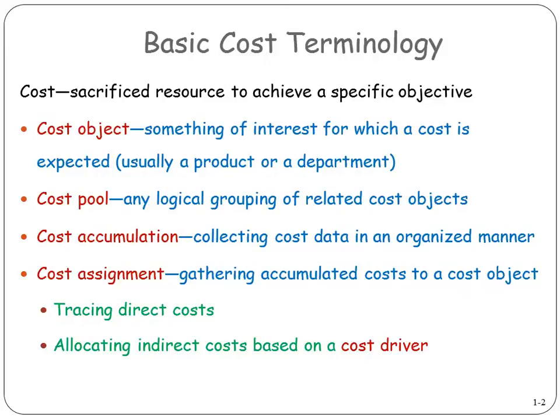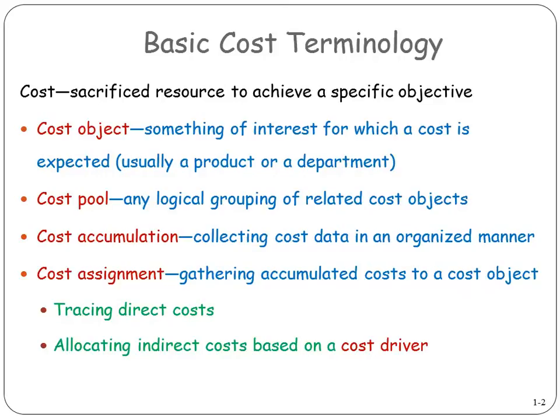A cost object is something of interest for which you want to collect costs. The simplest and most obvious cost object would be a product. You want to collect all the costs associated with building a car. But you also might want to collect costs related to a customer. How much does it cost to have a relationship with a given customer? Are they a profitable customer? So a cost object is whatever is of interest that you want to collect costs about.